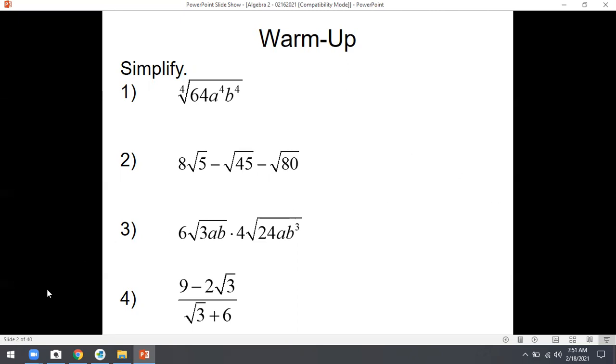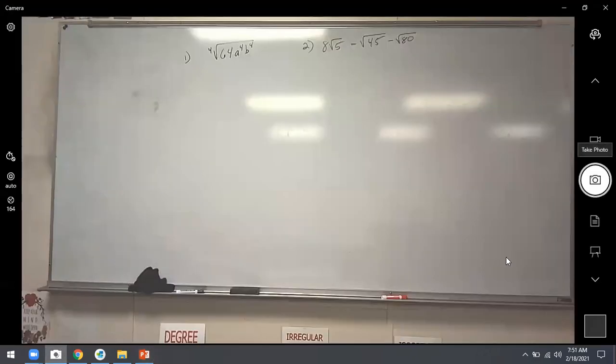All right, let's go ahead and do our warm-up real quick. Last time we were talking about simplifying roots. So that's exactly what we're going to do right here for our warm-up. All right, here we go. This is a big skill all over your test. So let's make sure we have this kind of thing figured out.